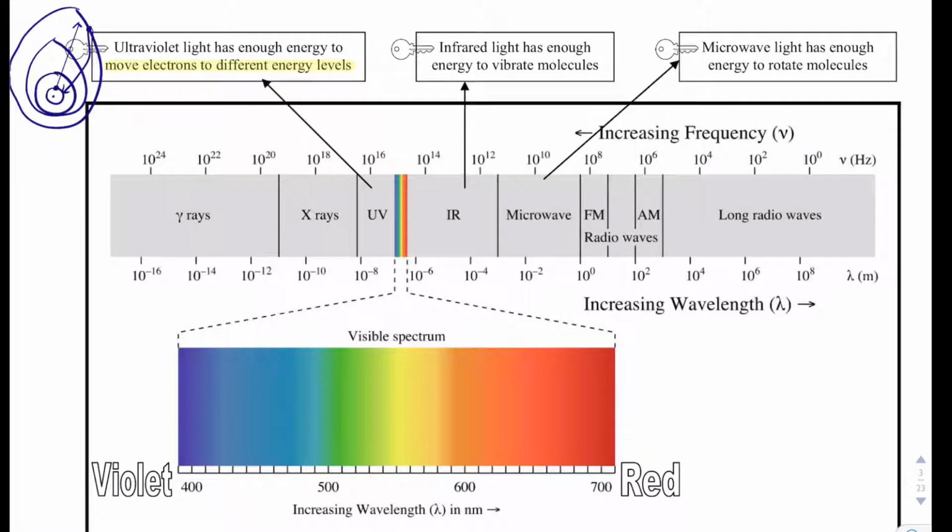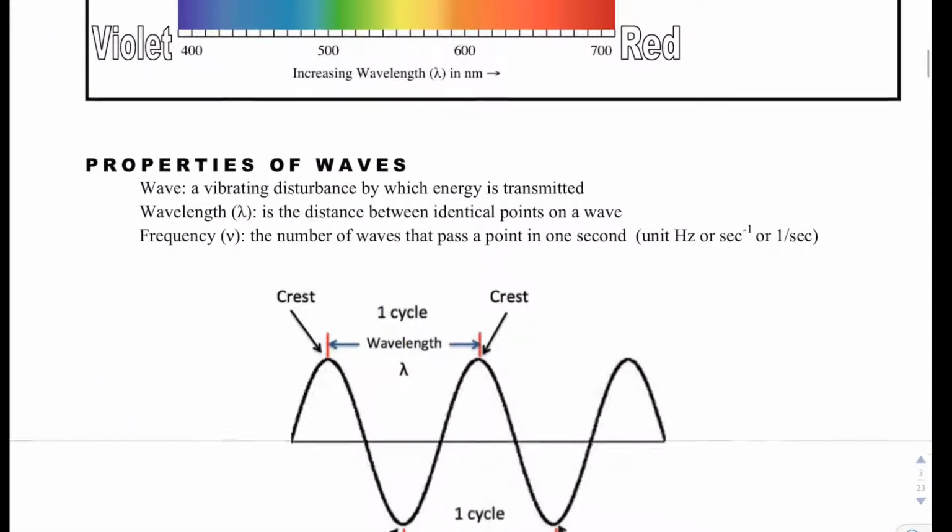Infrared light is less energy than ultraviolet, and so it doesn't have enough energy to move electrons, but it has energy to vibrate molecules. The microwaves are even less energy, but they're still kind of close to infrared, and so that can just rotate molecules. So just a little bit less energy means a little bit less movement.